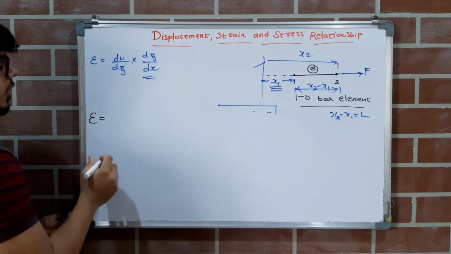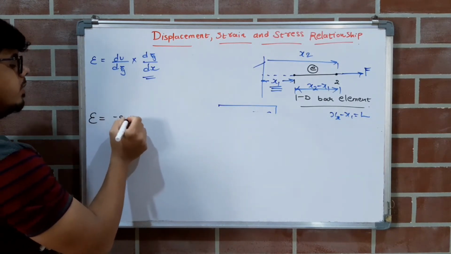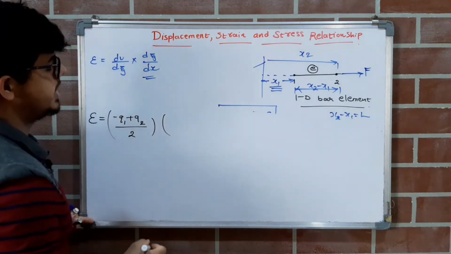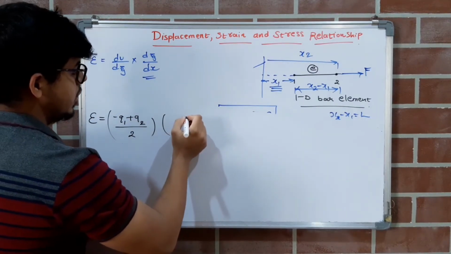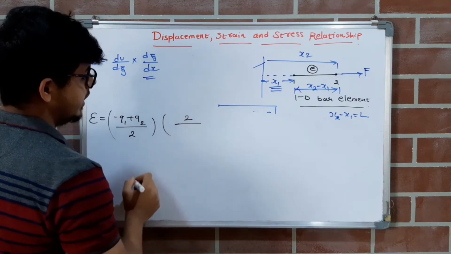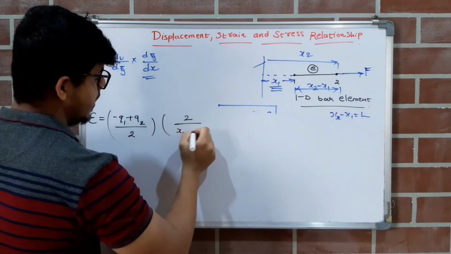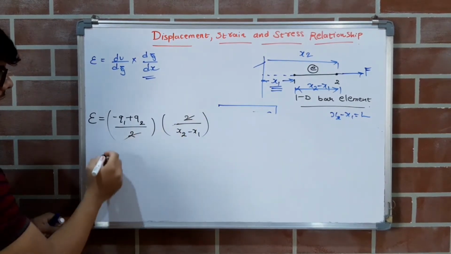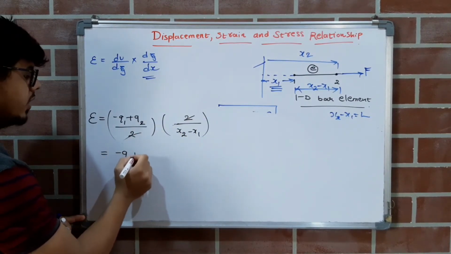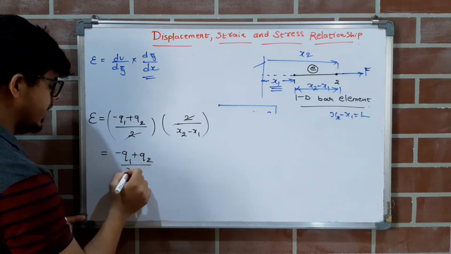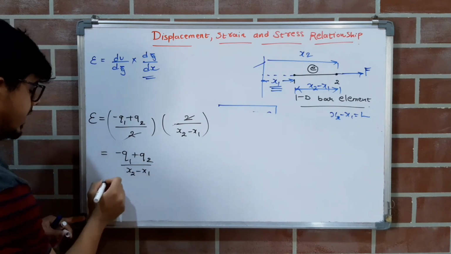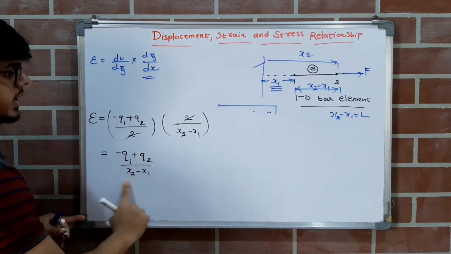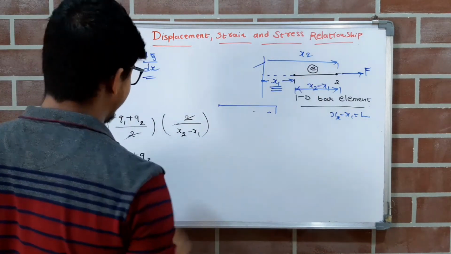So what is du upon d zeta? It is minus q1 plus q2 upon 2 into, what is d zeta upon dx? It is 2 divided by x2 minus x1, right? So this gets cancelled. So we are getting minus q1 plus q2 upon x2 minus x1, right? These q1, q2 are what? They are the nodal displacements. x2 minus x1 is what? It is the length of this element.